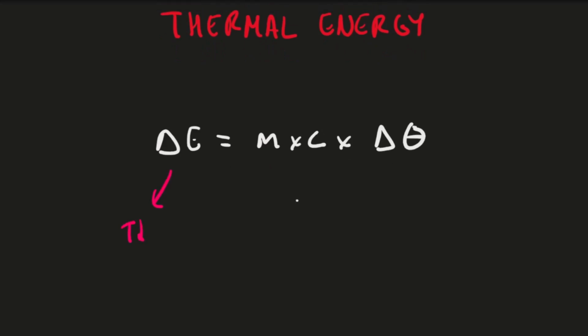So this is what we call the thermal energy. And the equation for it is as follows. It's m times c times delta theta. So what do each of those mean? Well, m we should be used to by now, that is the mass. C is what we call the specific heat capacity, and I'll just write SHC, but it's the specific heat capacity, and delta theta is the change in temperature.